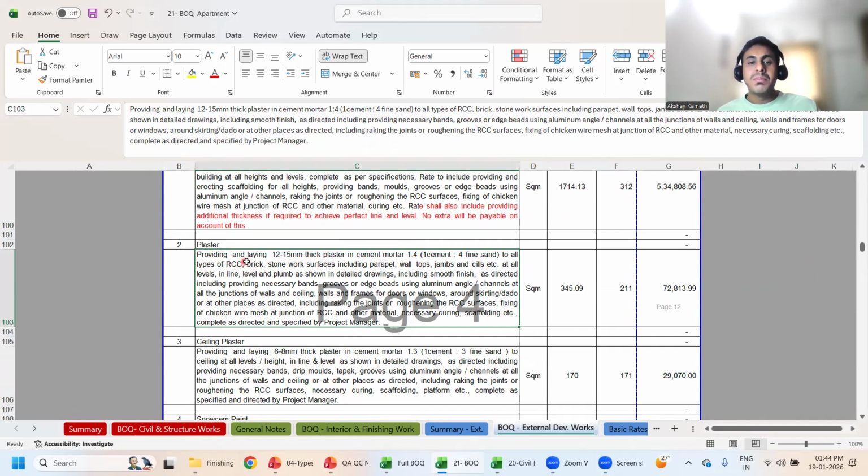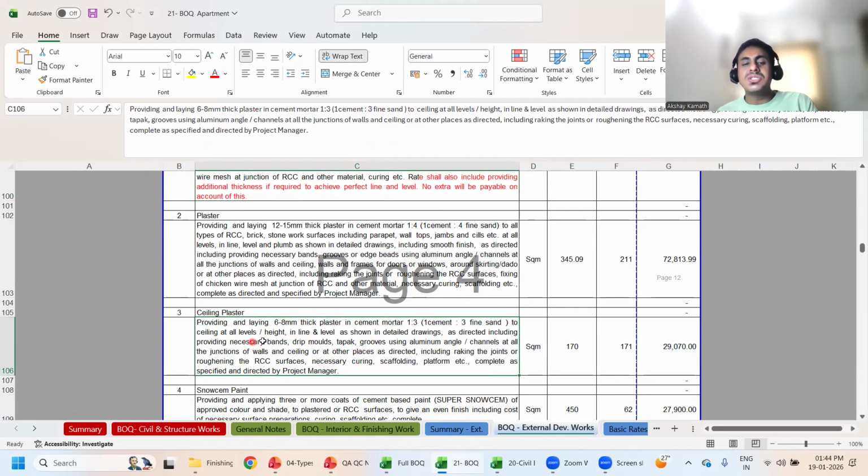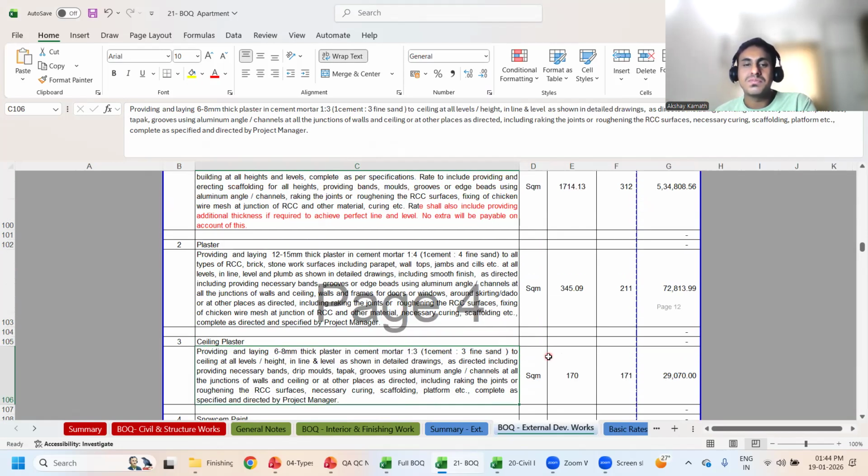He has written providing and laying 12 to 15 mm thick plaster of cement mortar 1 is to 4 to all types of RCC, brickwork, all these things. So again, this is for the wall plastering. He is writing it here at the junction of wall, ceiling and all. Again, this is per square meter. Come to the ceiling plaster. For the ceiling he is mentioning 6 to 8 mm. Generally 8, 10 mm of plastering is what we do. For the ceiling the ratio is 1 is to 3. People go with 1 is to 4 also, but here he has mentioned 1 is to 3. Again, it is in square meter.